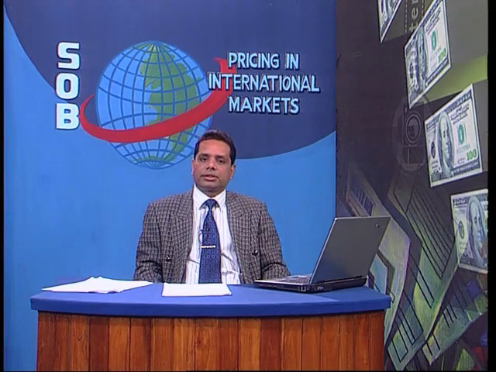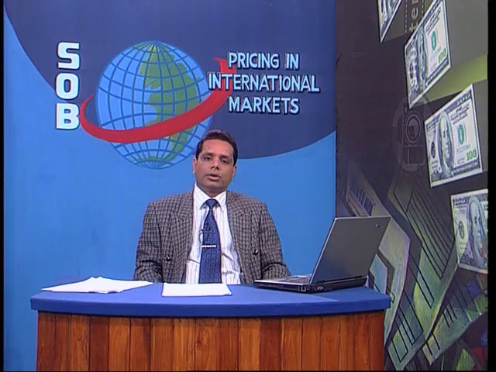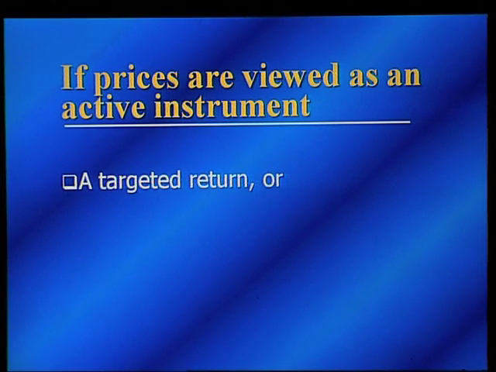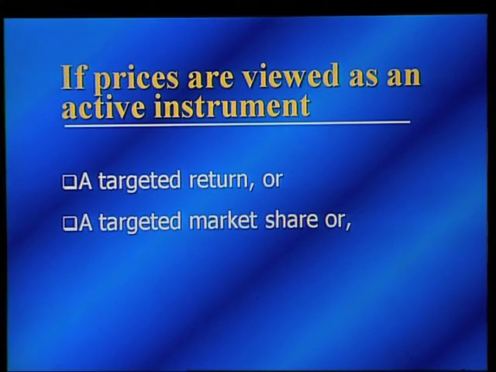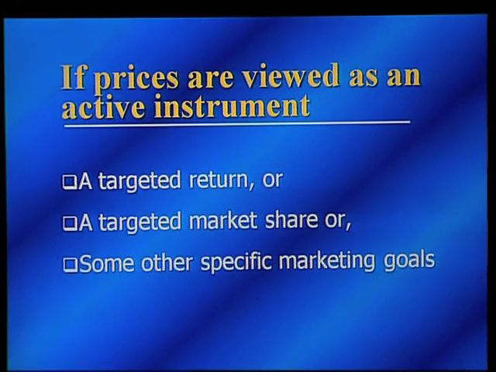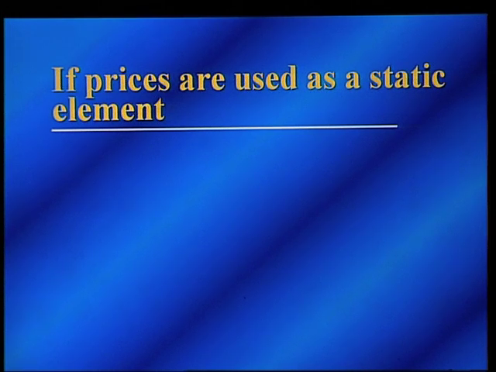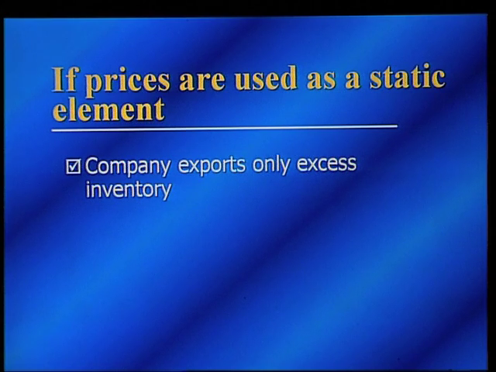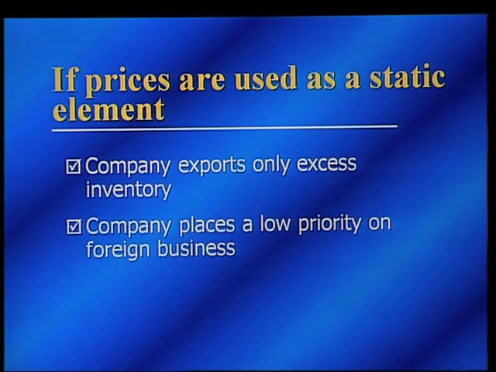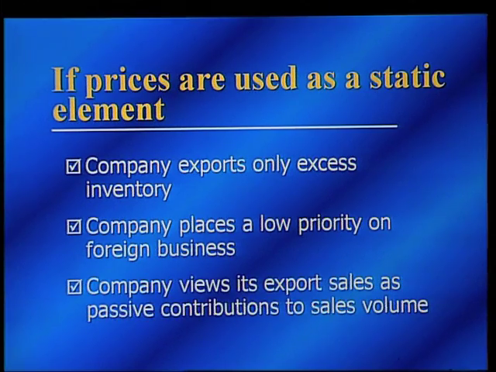Pricing can be viewed in two ways: pricing as an active instrument of achieving marketing objectives, pricing as a static element in business decisions. If prices are viewed as an active instrument, company uses price to achieve one of the following objectives: a targeted return or a targeted market share or some other specific marketing goals. If prices are used as a static element in business decision, then company exports only excess inventory, company places a low priority on foreign business, company views its export sales as passive contributions to sales volume.